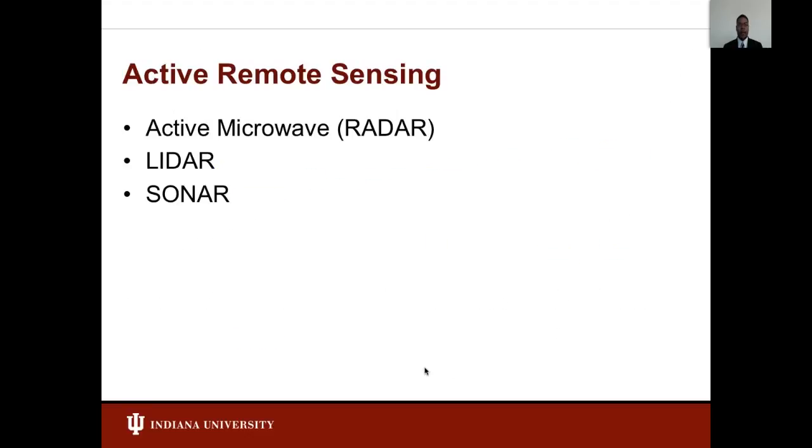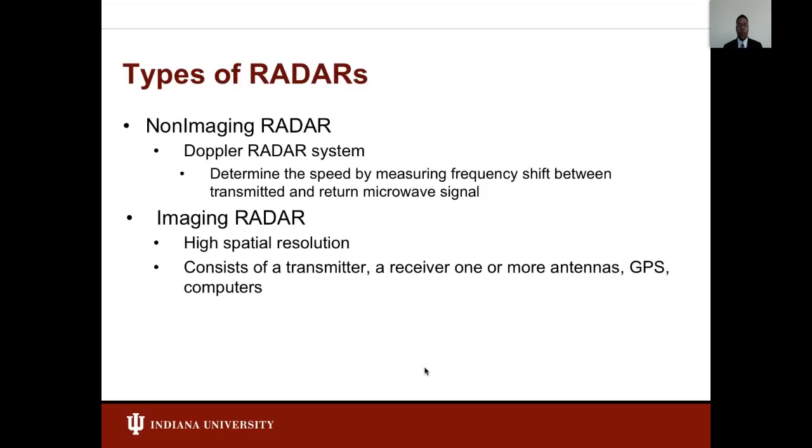Examples of active remote sensing include radar, which I explained in the previous slide, LiDAR, and sonar. LiDAR measures the distance by illuminating a target with a laser and examining the reflected light. Sonar, of course, is a technique that uses sound propagation to navigate, communicate with, or detect objects on or under the surface of water. There are two types of radars.